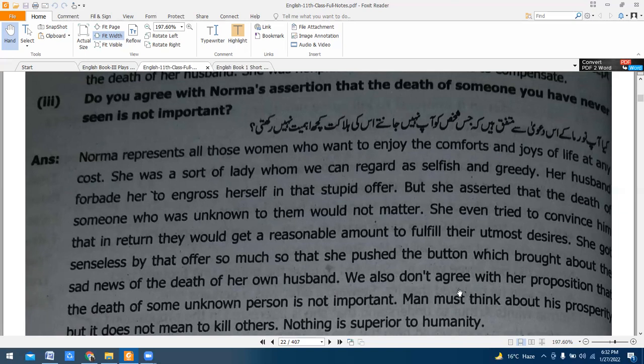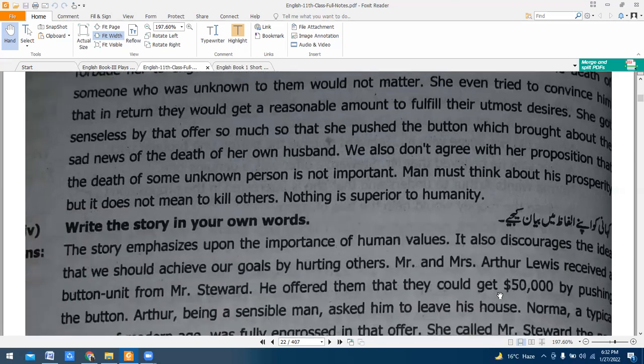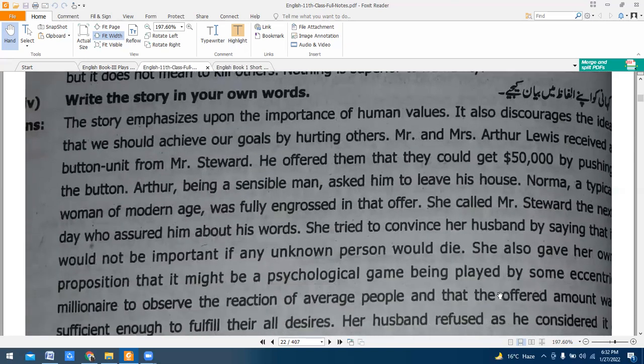We do not agree with her proposition that the death of some unknown person is not important. Man must think about his prosperity, but it does not mean to kill others. Nothing is superior to humanity. इंसानियत से बढ़कर कुछ भी नहीं होता है. Now, the last question is: write the story in your own words, and this is the story.